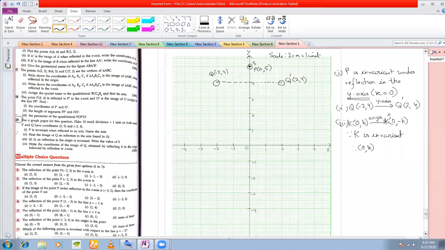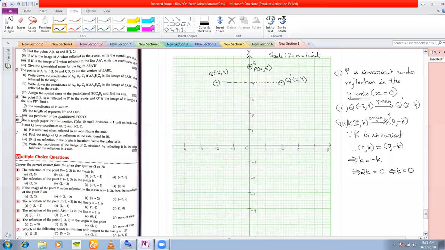Okay. So now coming back to this question, k is invariant, so therefore (0, k) must be equal to (0, -k), and therefore k is equal to minus k. That means 2k is equal to 0. That means k is equal to 0. Okay, so this part we had done earlier.